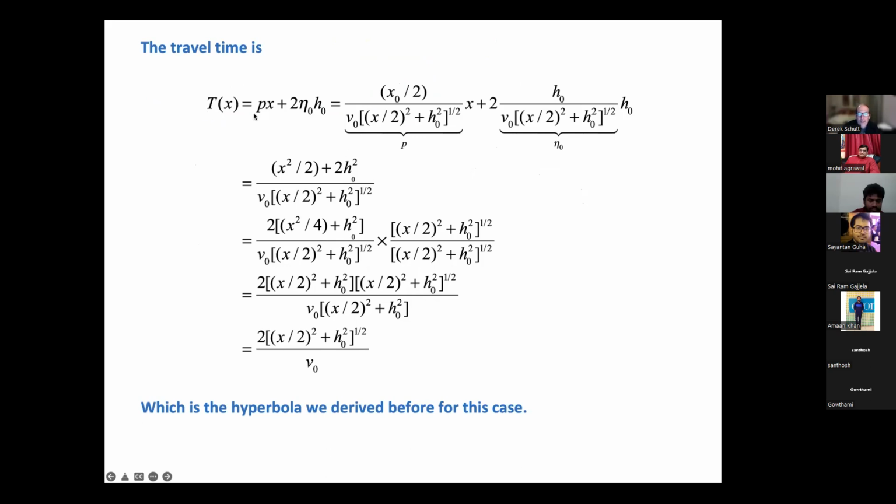And then we can calculate the travel time as px plus 2 eta h naught. And then we can combine terms, and we get 2 times the square root of (x over 2) squared plus h naught squared, over v naught, which is actually the hyperbola that we derived before. So using our travel time formula in terms of px plus 2 eta h, we have derived the travel time formula that we calculated before.